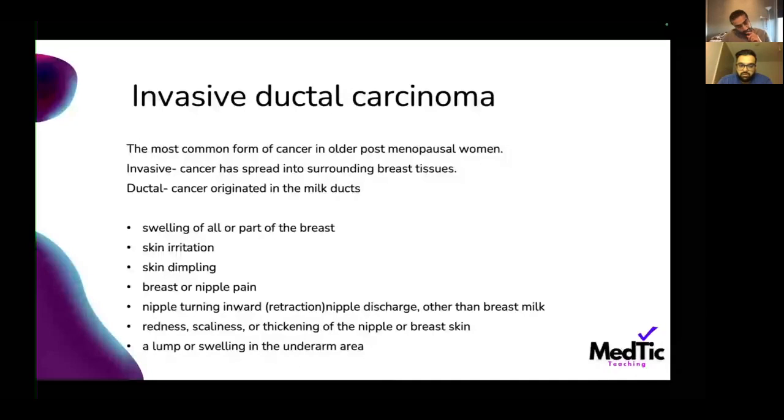You usually get swelling of all or part of the breast, skin irritation, skin dimpling, or the purple orange-peel texture you see. You get breast or nipple pain, retraction of the nipple and also discharge, redness, scaliness, thickening of the nipple or breast skin, and you also get a lump or swelling in the underarm area. Even though this was in the question stem, this is more a recognition of what would be the most common cause, because with these questions, stick to what's most common. Next slide, please.